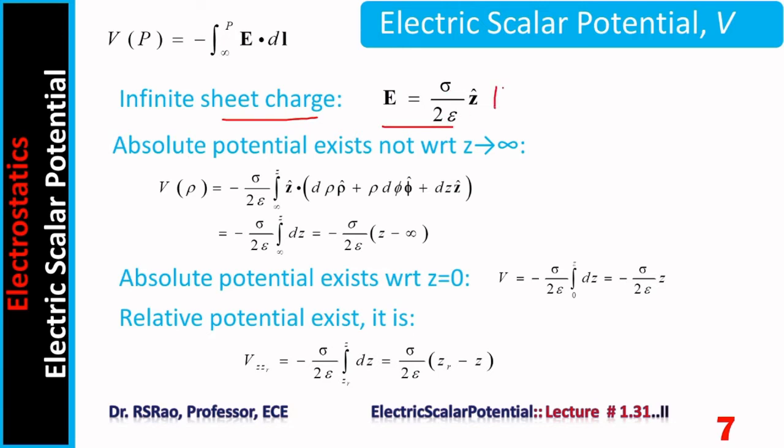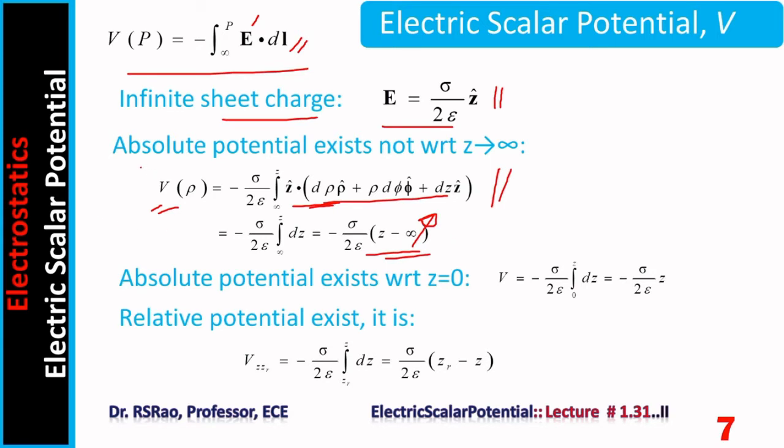We can think of it in a Cartesian system also, but here we consider it in the cylindrical system. This is the expression for E. For dl, we use the expression for dl in the cylindrical system. Considering the dot product, the result is minus sigma by 2 epsilon integral from infinity to z of dz. Now it results in an expression which involves infinity. It means the potential is indeterminate if we consider the reference point at infinity.